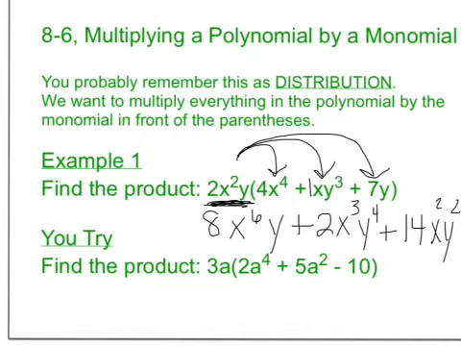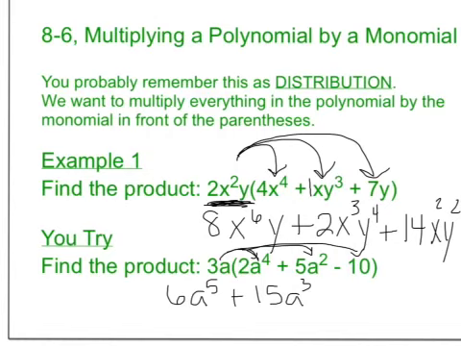Now, you can pause the video and try this next problem on your own. Okay, so same as the first one, we're just going to distribute that 3a. So I'm going to go 2 times 3, which is 6. Then a to the 5th, because there's 5 a's. Then 3 times 5, which is 15. And then a to the 3rd. And then I go 3 times negative 10, which is negative 30. And then just 1a. Alright, that takes care of those two problems.